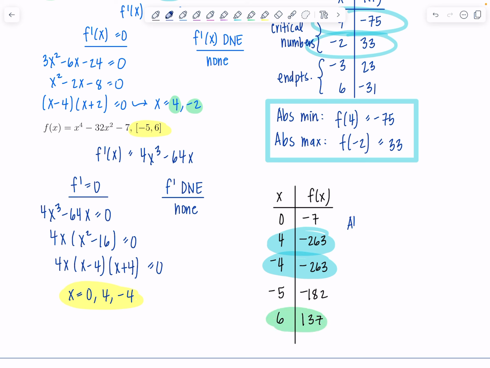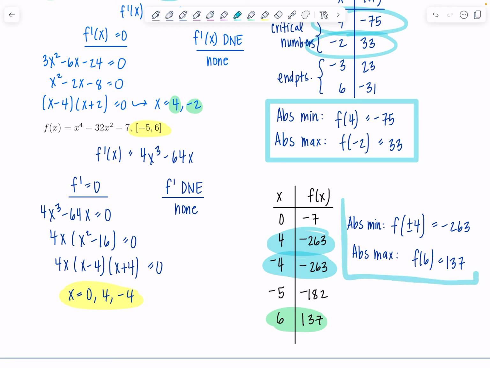Okay, so absolute min, if you want to be efficient, you could do f of ±4, which is -263. And then absolute max, f of 6, which is 137. How was that one? Good. I wanted to show you that it is possible to have your absolute min or max occur at more than one place, okay?